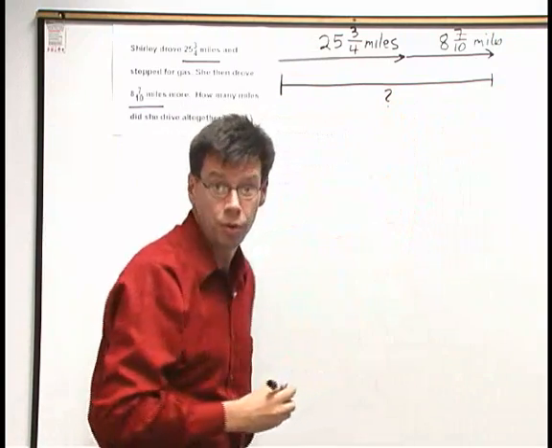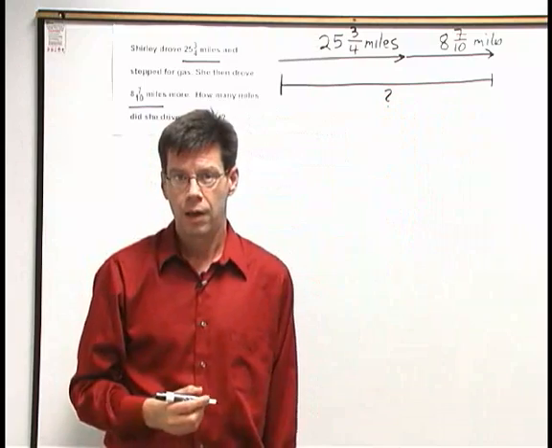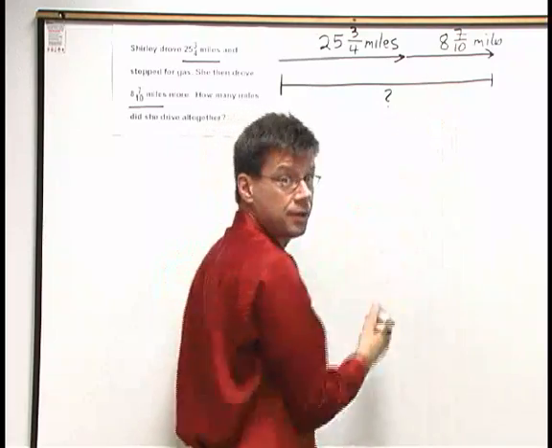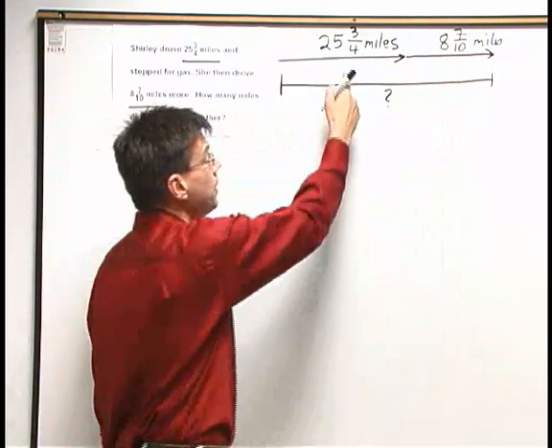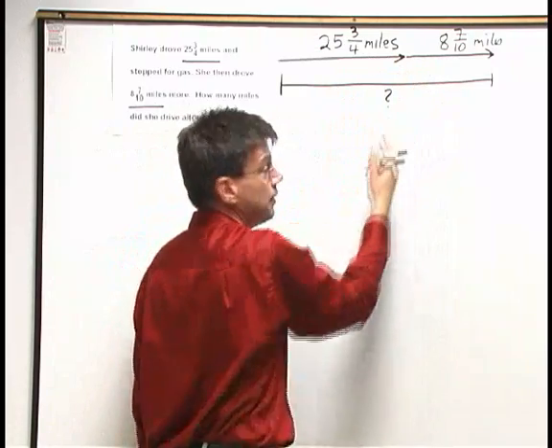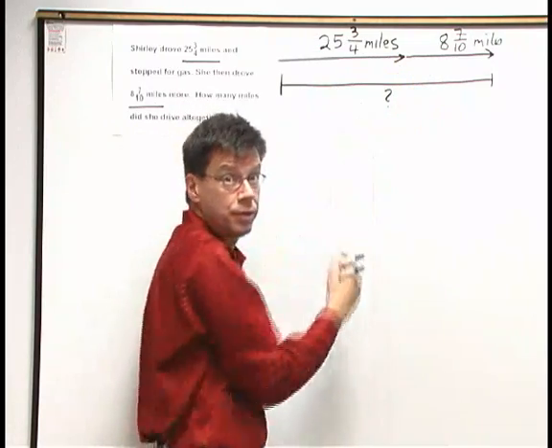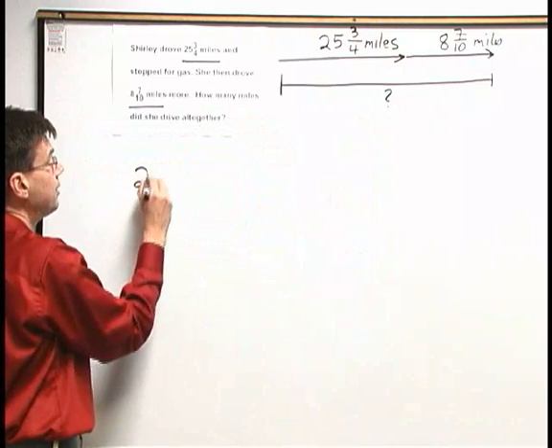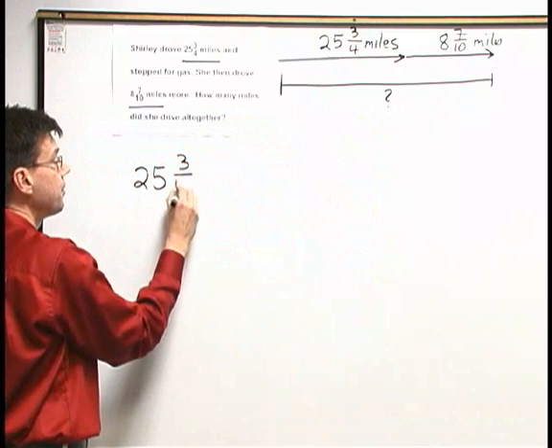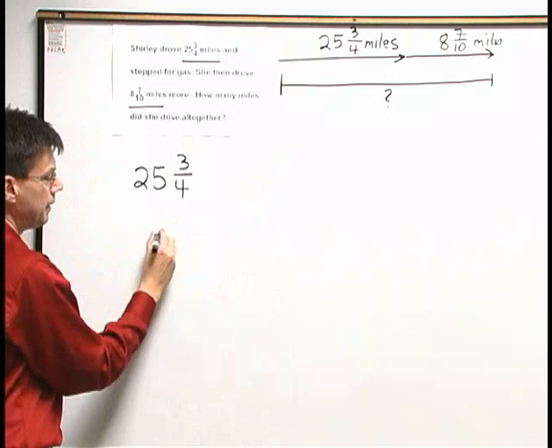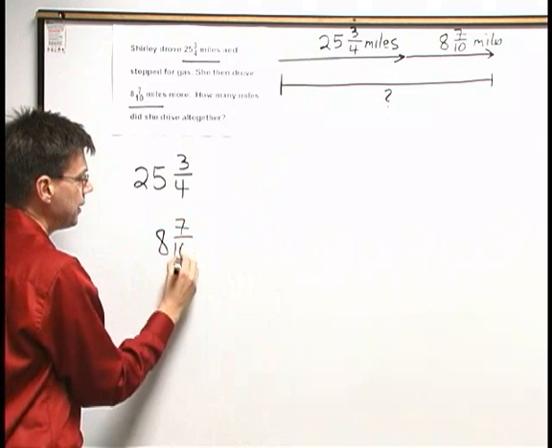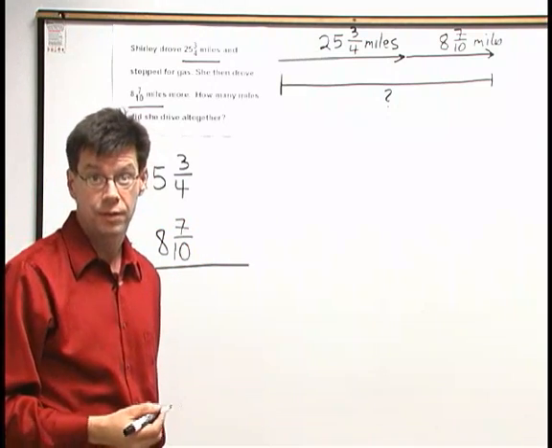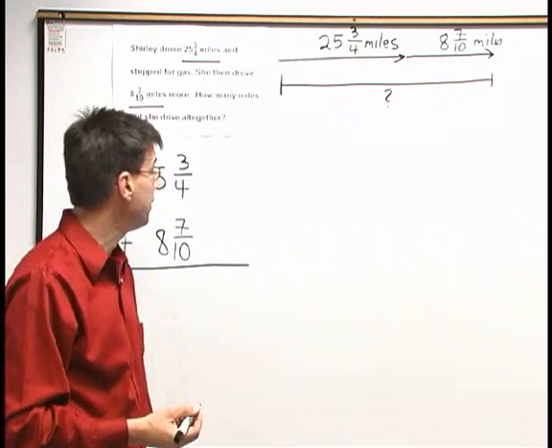We want to figure out the total distance that Shirley drove. In order to find the total here, because we know each of two parts of her travel, we're going to add these two partial distances together in order to get the total distance that she drove. So let's go ahead and add. We're going to add 25 3/4 to 8 7/10. Adding these two distances together will give us the total distance that Shirley has driven.